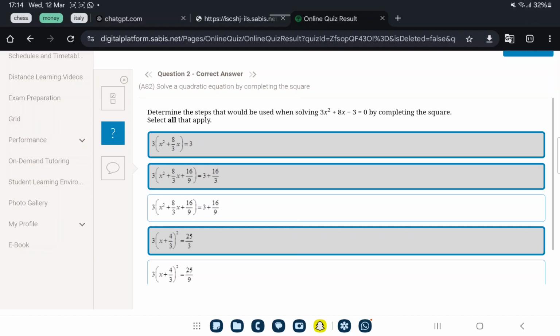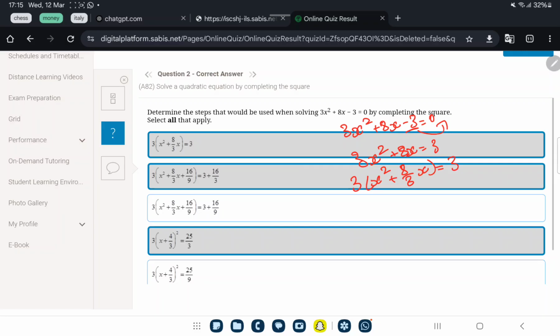Now a lot of people, I've realized, don't know how to really do this, so I'll just show it here. 3x squared plus 8x minus 3 equals 0. We start by moving the lone constant to the other side, so 3x squared plus 8x equals 3. Then you factor out the 3 on this side, so 3 times (x squared plus 8 over 3 x) equals 3.